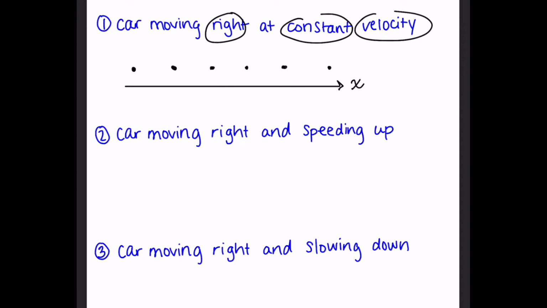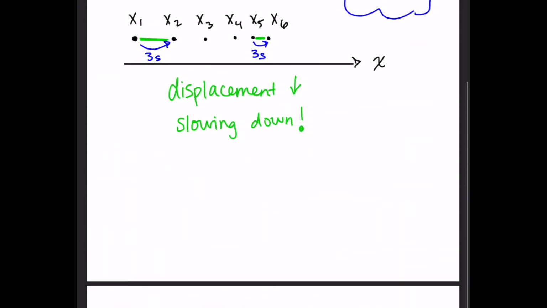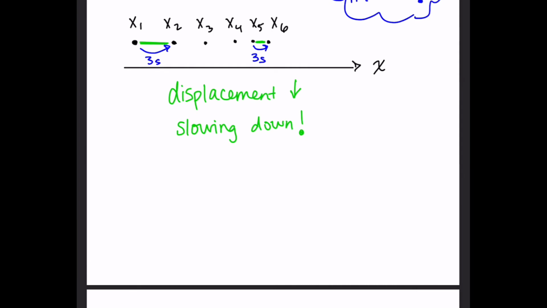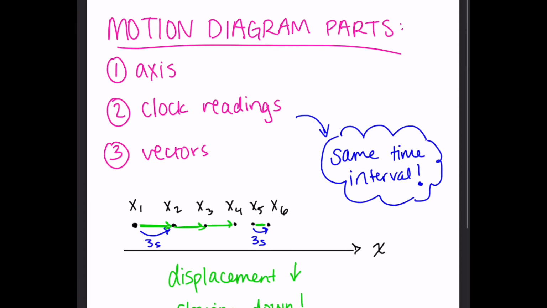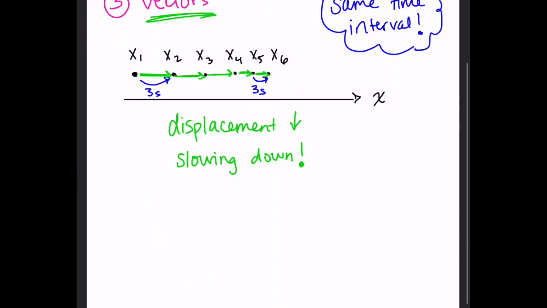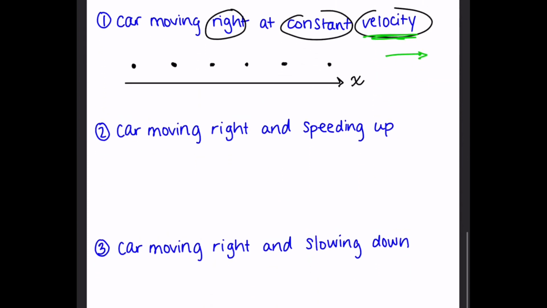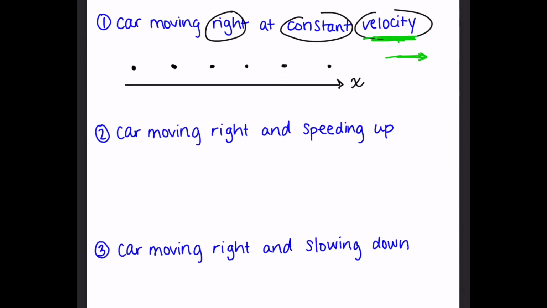Now let's think of velocity. For velocity, we need vectors. We need our arrows. Because over here, this is speed. Speed is a scalar. Velocity is a vector. And when we need to talk about vectors, we need arrows. We need to indicate that direction of motion. That is our third part of the motion diagram. Vectors. Because without this, we're just talking about speed. But when we're talking about velocity, we need those arrows. So we're going to add that.